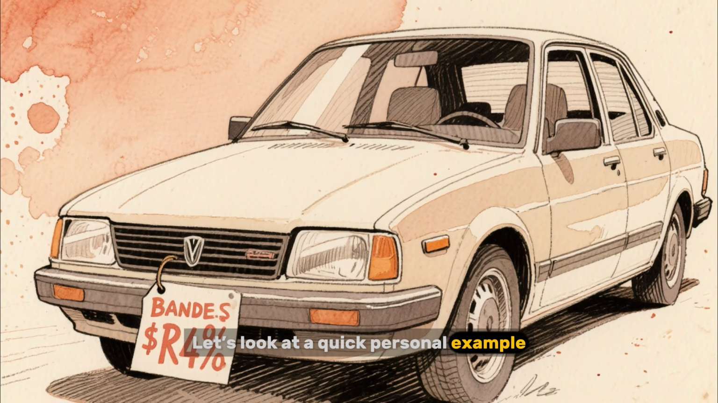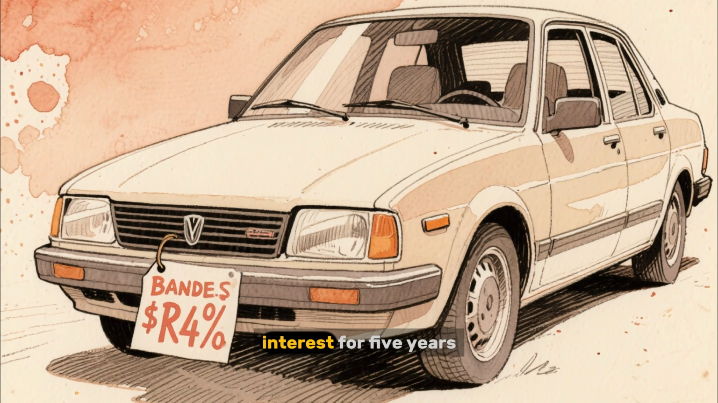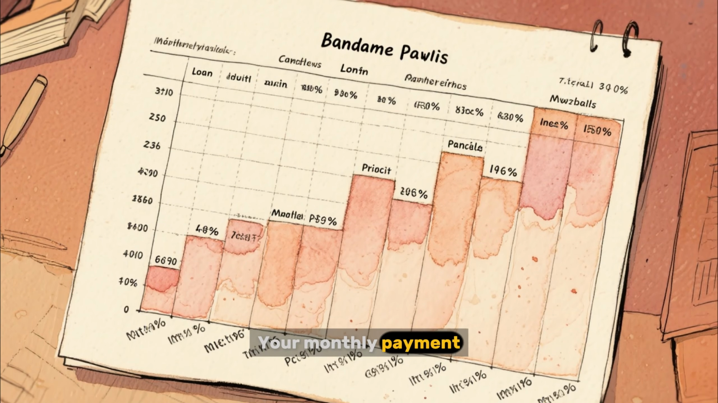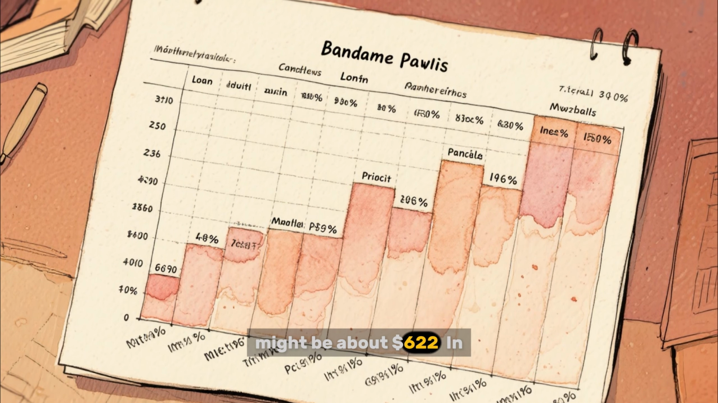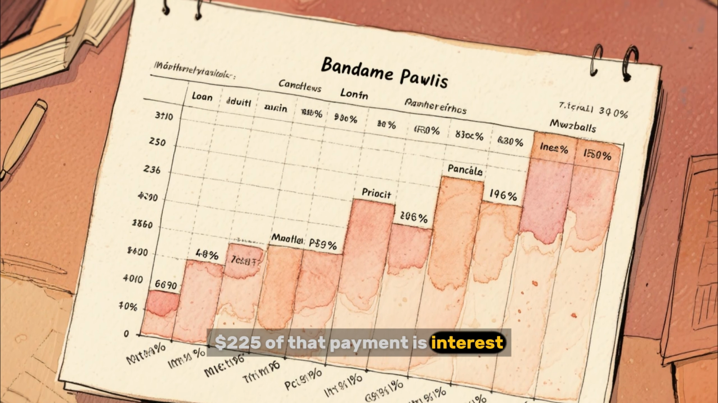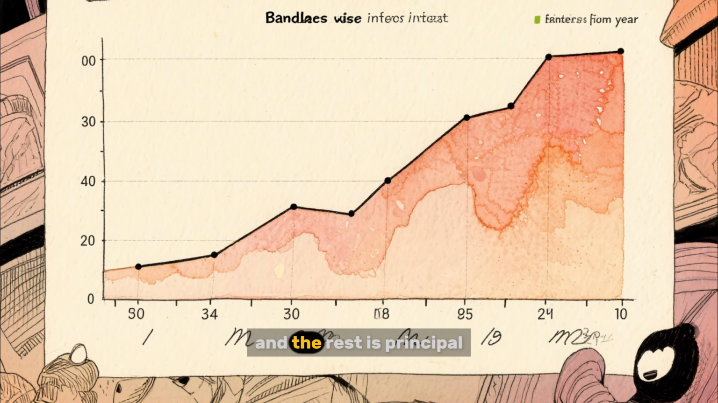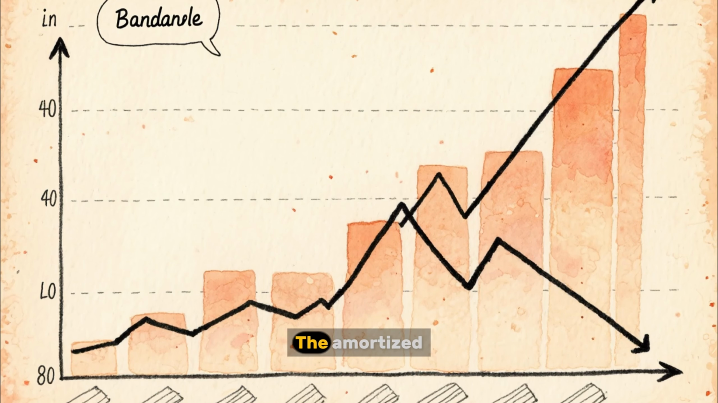Let's look at a quick personal example. Suppose you take a $30,000 car loan at 9% interest for 5 years. Your monthly payment might be about $620. In the first month, $225 of that payment is interest, and $397 goes toward reducing the balance. By the final year, only about $40 is interest, and the rest is principal.